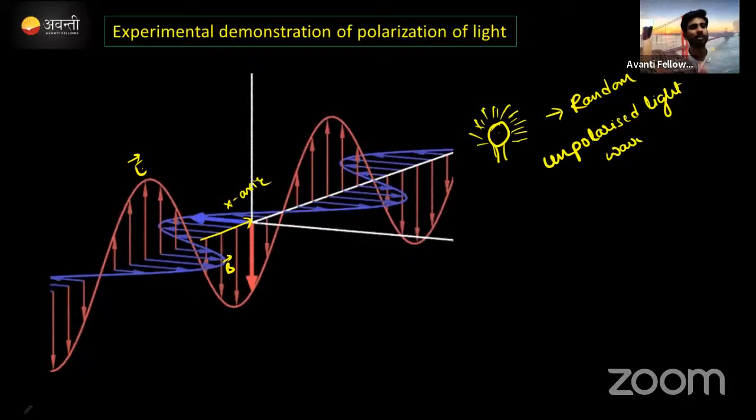Now the target is that we need to change this unpolarized light to polarized light. How to change this one? To change this, we need to perform an experiment. How is the experiment done? I will explain through the simulation.